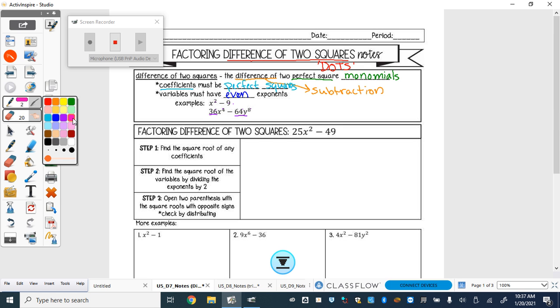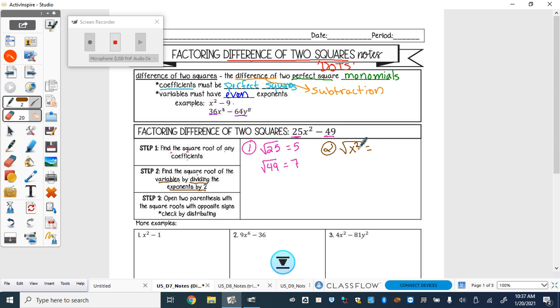So what we do is, step one, you're going to find the square root of any coefficients. So we're going to use the 25 and the 49. We're going to find the square root of 25, which is 5, the square root of 49, which is 7. So again, that's step number one. Step number two is to find the square root of the variables by dividing the exponents by 2. So the square root of x squared simply means I'm going to take this 2, divide it by 2. So I would get x to the first. But remember, we don't always have to write that 1, but that is what we have there, is an x to the first.